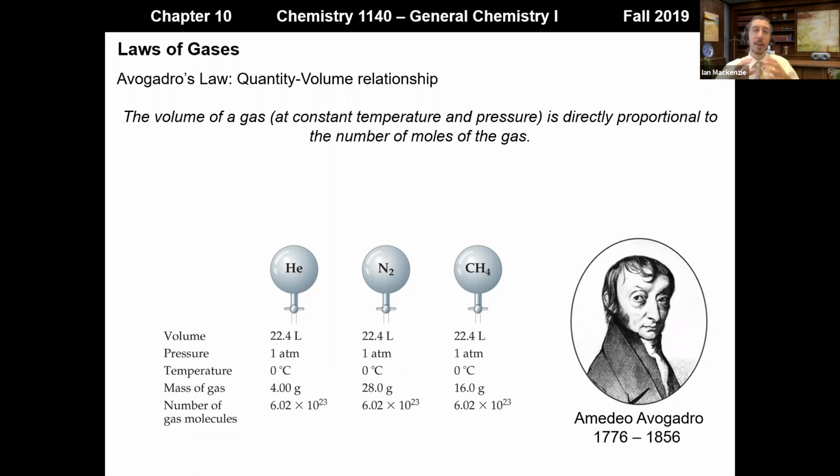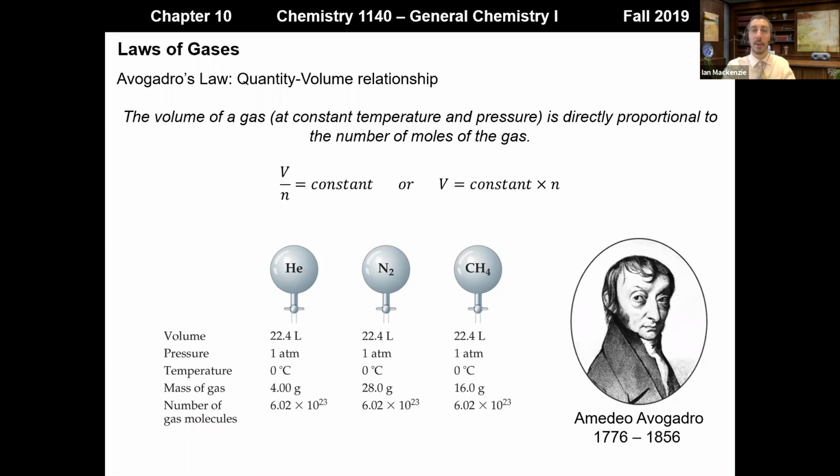The thing to really point out, though, is that it's dependent on the number of gas molecules and thus on the number of moles of gas, not on the mass. So in this example, we've got helium. Only 4 grams of helium will occupy the same amount of space as 28 grams of nitrogen. That's because the number of molecules is the same between those two, but the masses are different because the molar mass for those two species is different.